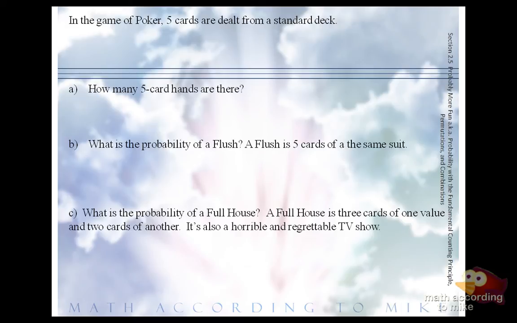Now, we can only do the probabilities from when you initially get your hand. Anytime after that where you're swapping out cards, all these formulas are gone because then it gets way too complicated.